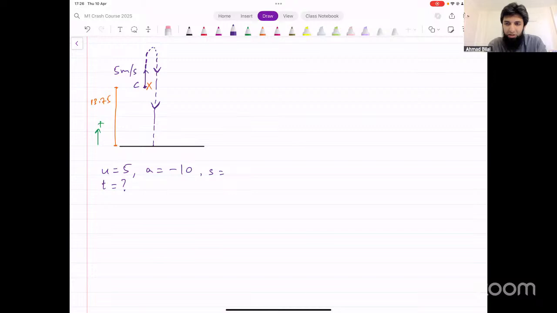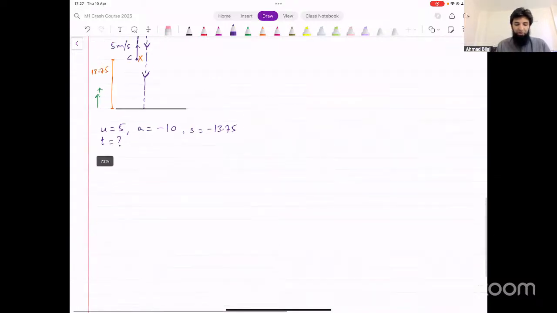What does displacement represent? It's the shortest distance from the starting point to the end point, right? Starting point was X, and the particle is going towards the ground. This is the shortest distance. It's 13.75. But since we are saying upwards is positive, it's in the downward direction. The value for displacement is going to be minus 13.75. That's the value for displacement.